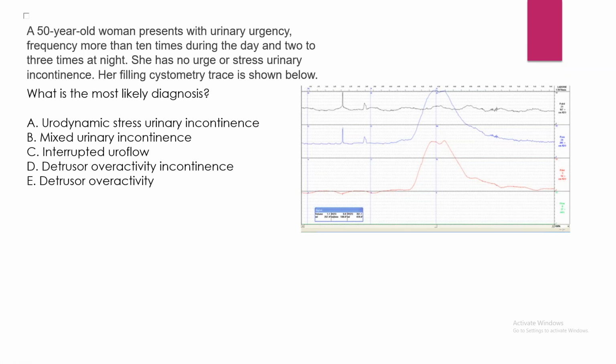Yes, answer. Vesical pressure has increased and detrusor pressure has also increased. Detrusor overactivity, but leak is not there. It is detrusor overactivity, there is no incontinence. So it is E. Correct? Agree? Answer is E.